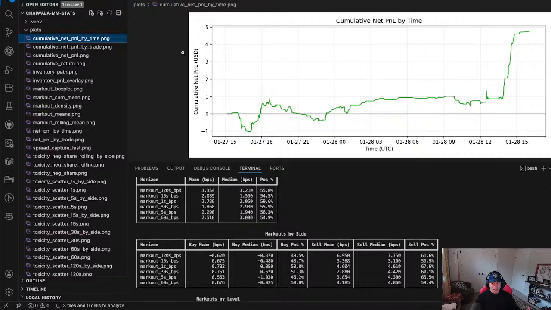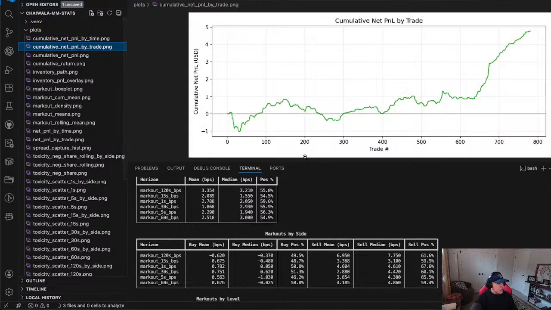And as a market maker, I really don't want that. I'm not trying to place directional trades. What I want to be making my money on is the spread, right? Just the buy and the sell. So here we have the P&L by trade. Now, what we see here is at roughly the 650 trade mark.